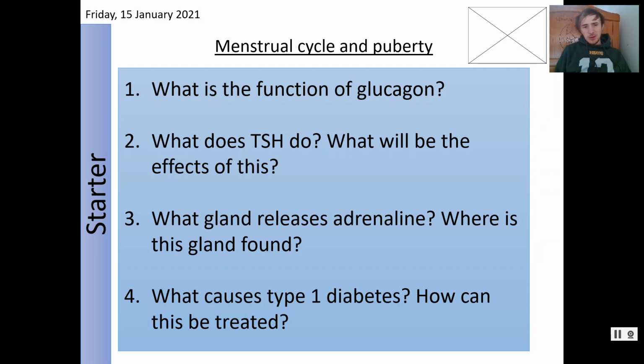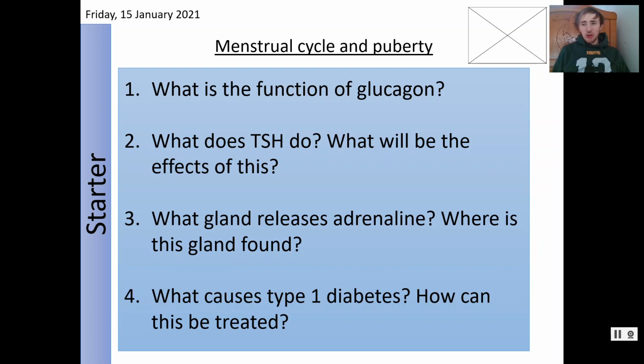Right, so the first question is, what is the function of glucagon? And we said glucagon last week. We said that it causes glycogen to be broken down into glucose when you have too low blood sugar in order to raise your blood sugar.